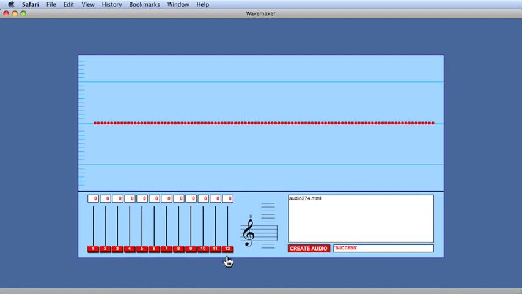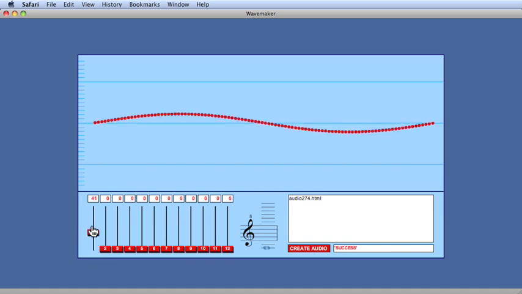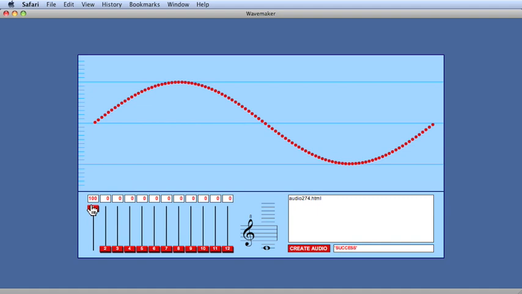But that's all well and good. But where the fun really begins is when we start adding all the various harmonics together in various strengths to the same wave. You've seen what a sine wave looks like. Here's how to make a sawtooth wave.